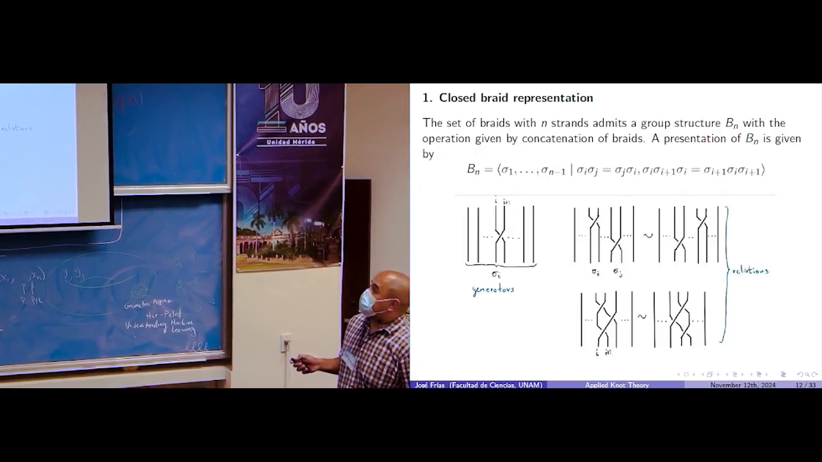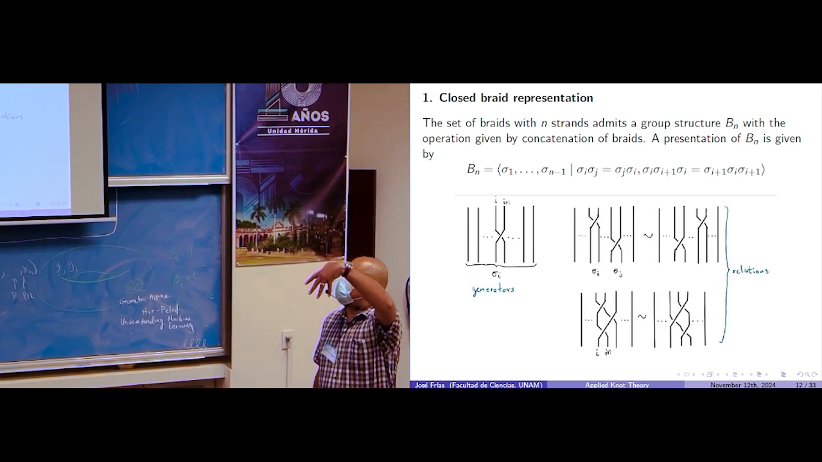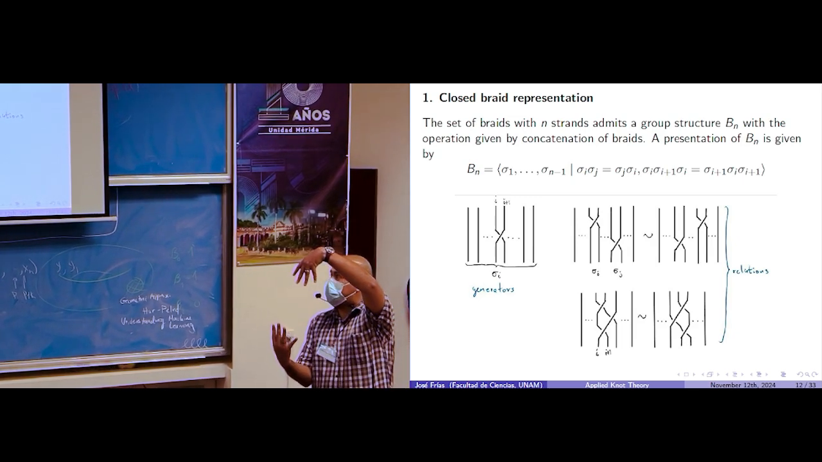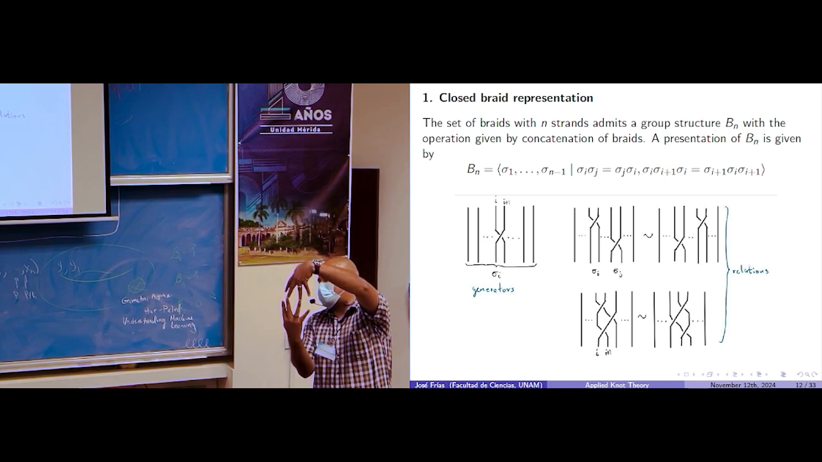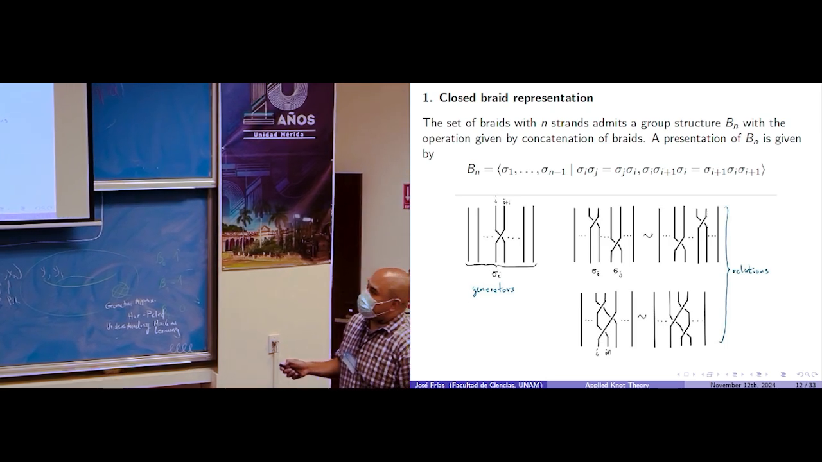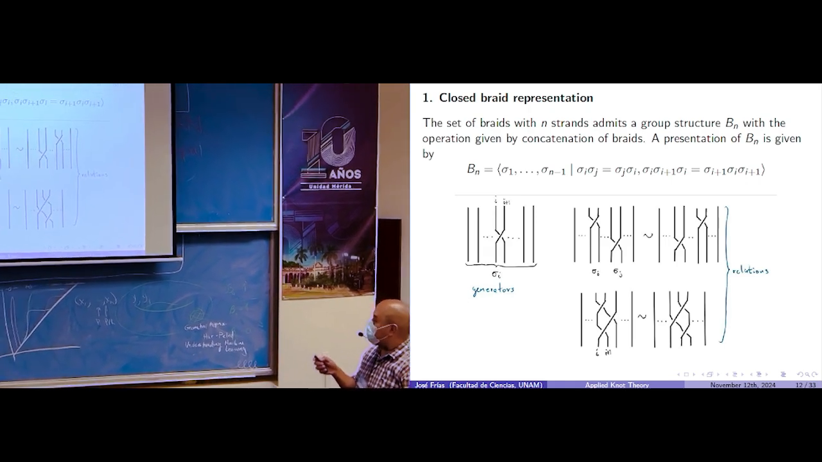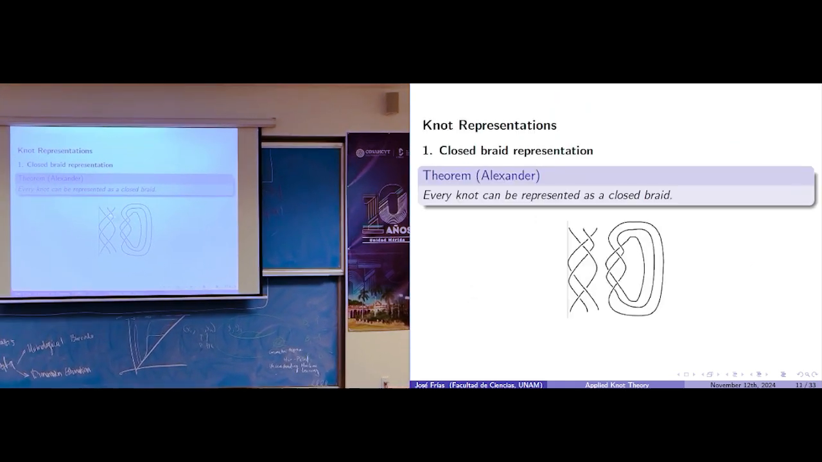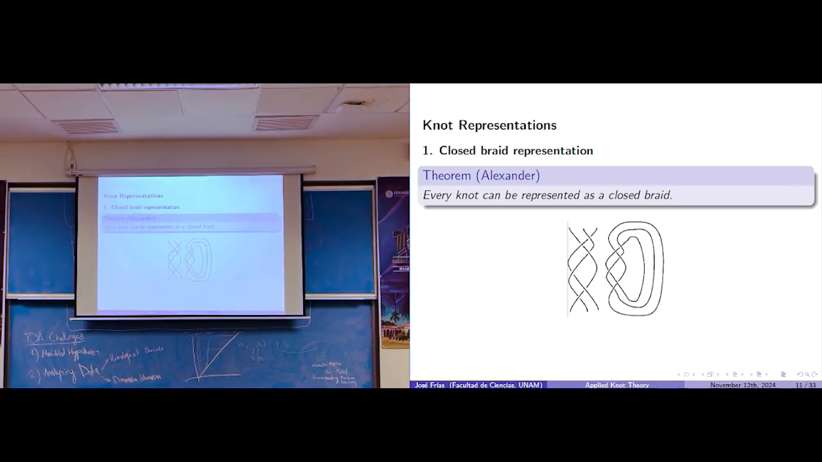So what's this algebraic structure? Imagine you have a braid with 4 strands and another braid with 4 strands. How do you operate them? Just concatenate, right? That's the operation. Which are the generators? Well, take 2 consecutive strands like this and just twist them. So, for instance, here we can see the sequence of generators along the braid, right?